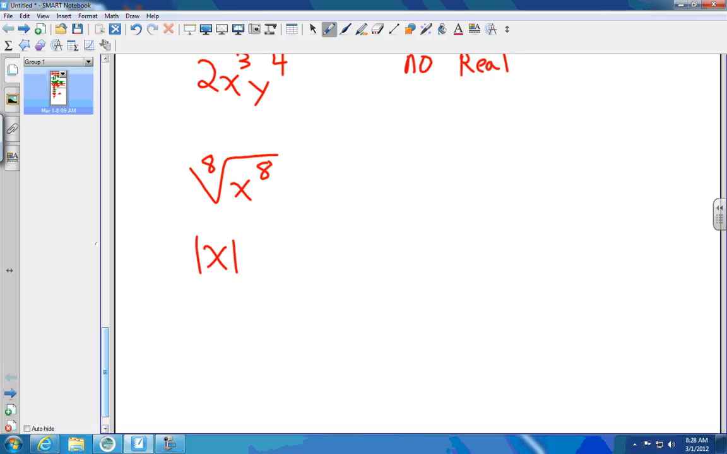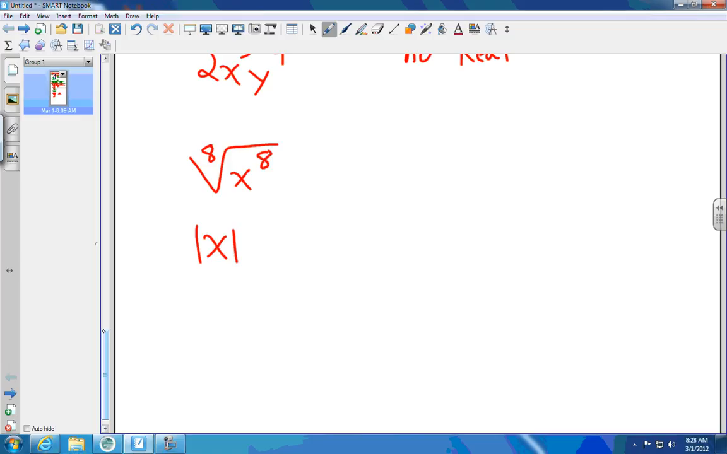Another way to remember to do that is anytime that your index here is even and you end up with an odd power, that's when you have to put it in absolute value. If your starting index is even, and of course we ended up with 1 for our exponent, that's an odd number, we have to use the absolute value.